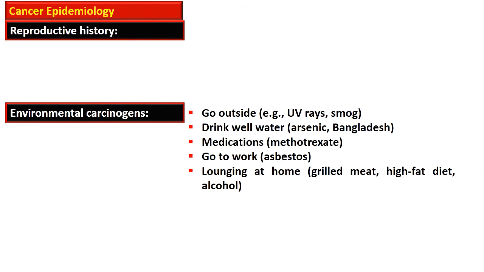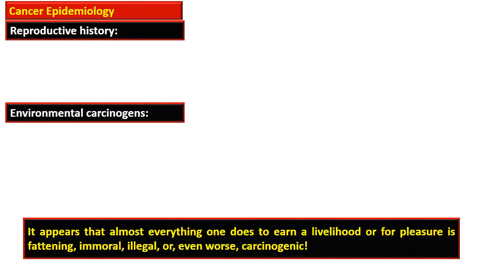Some medications are also associated with cancer development, such as methotrexate. Occupational exposure to some carcinogens, such as asbestos, or living habits such as grilled meat, high fat diet, or alcohol consumption, all these are environmental carcinogens. This is a very interesting sentence from Robbins: it appears that almost everything one does to earn a livelihood or for pleasure is fattening, immoral, illegal, or even worse, carcinogenic.